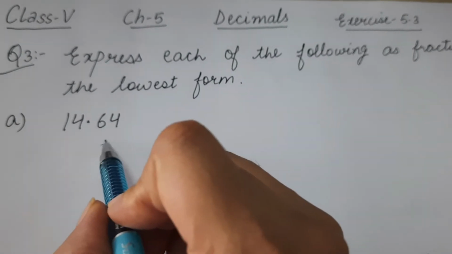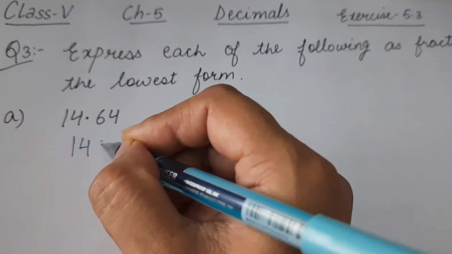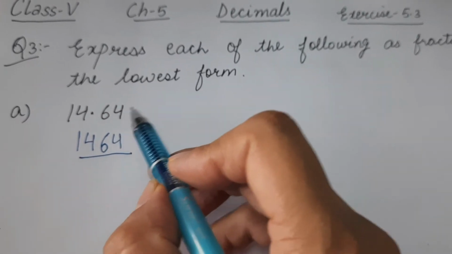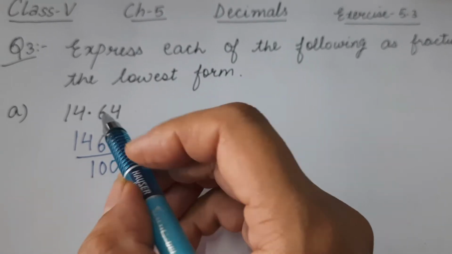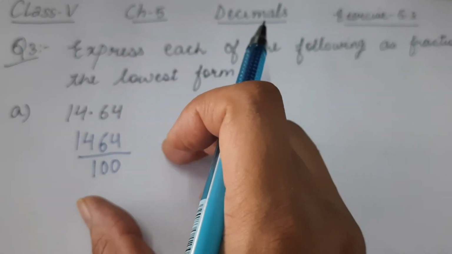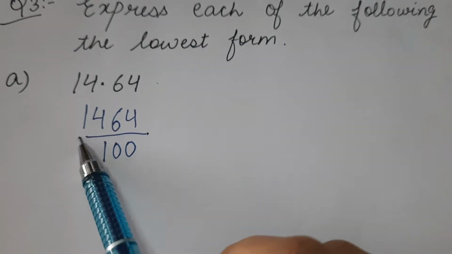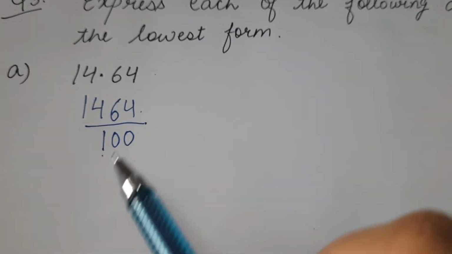A part is 14.64. So how can we write it as a fraction? It will be 1464 upon, see, there are two digits after the decimal, so we will put two zeros in the denominator. It will be 1464 upon 100. Now we have to reduce it to the lowest terms.